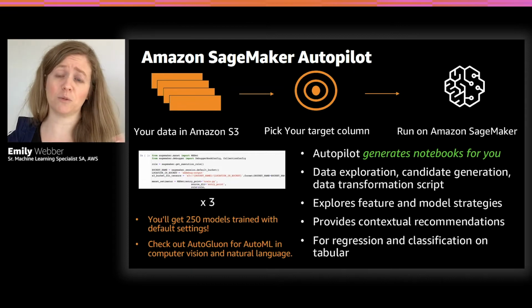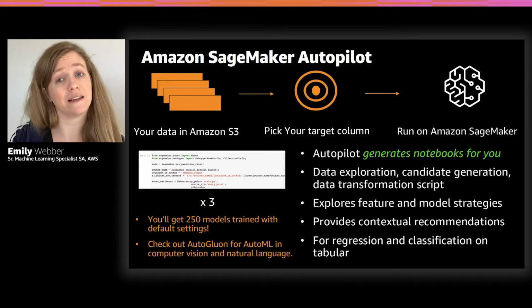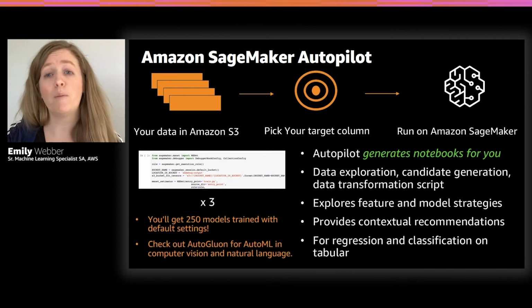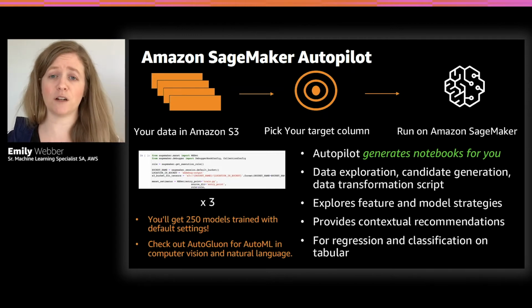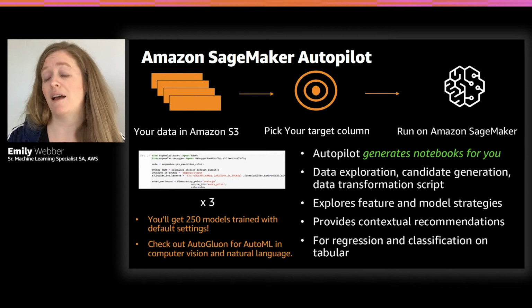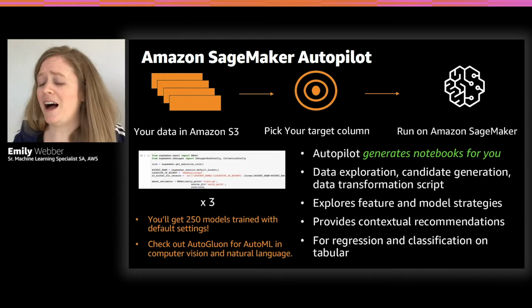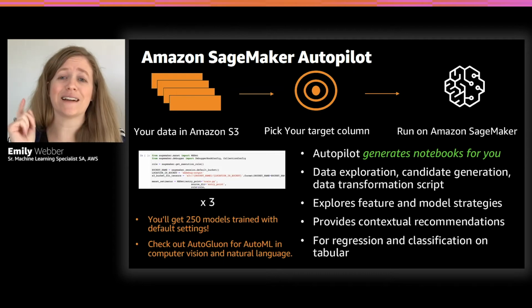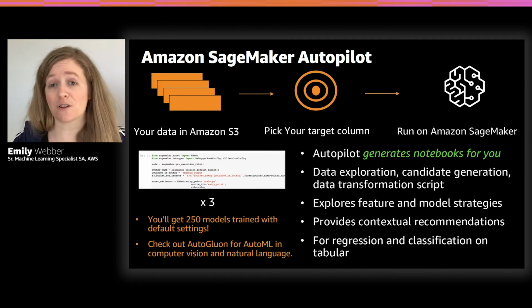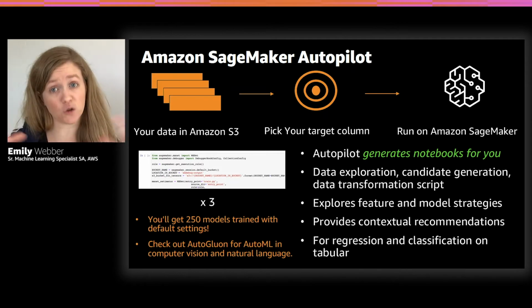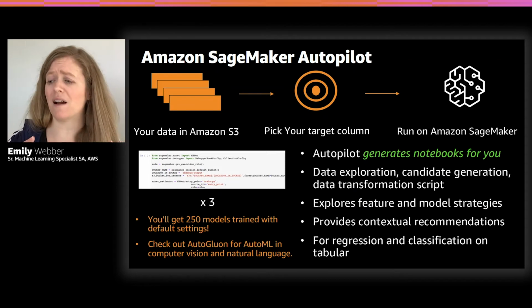We need three things. We need to, number one, get our data in S3. Number two, point to the target column, so identify what we want to build a model around. And then number three, we're going to run that on SageMaker. That's all we need to do. So again, Autopilot is generating notebooks for us. It's actually going to be generating content and code. So it's generating notebooks across data exploration, data transformation. We've got a nice little script there that was generated for us.